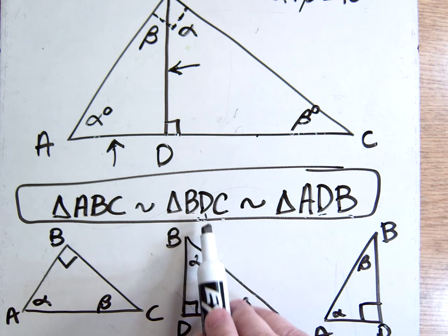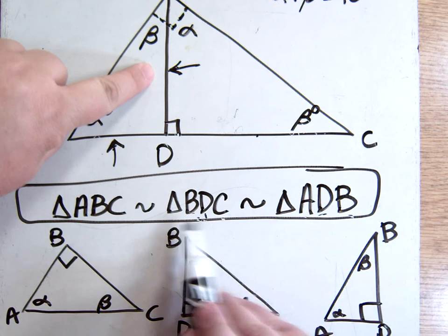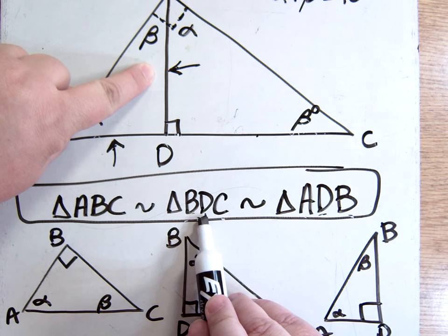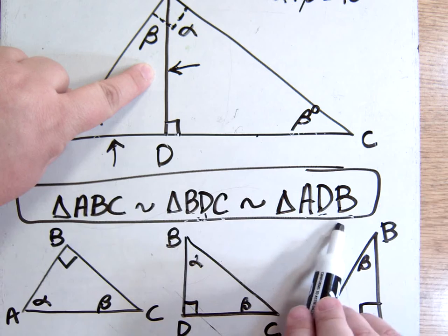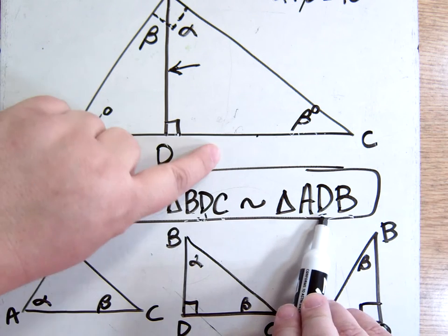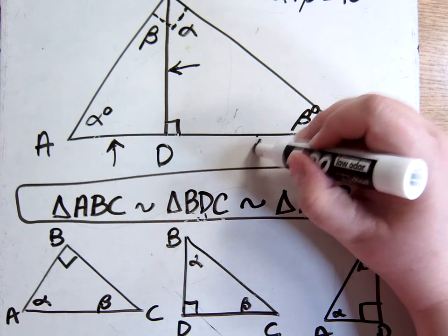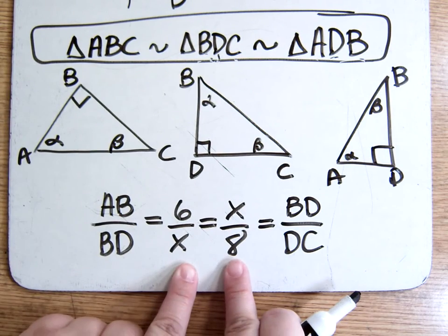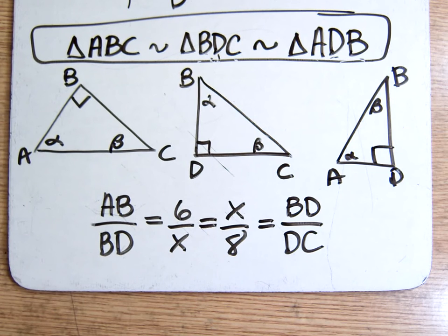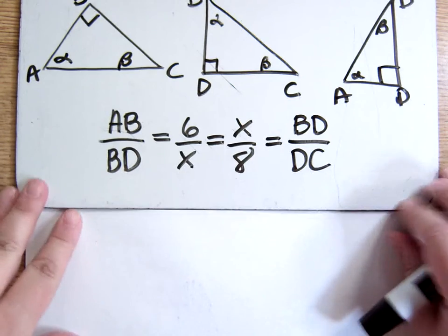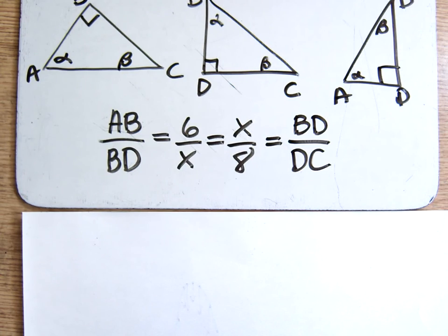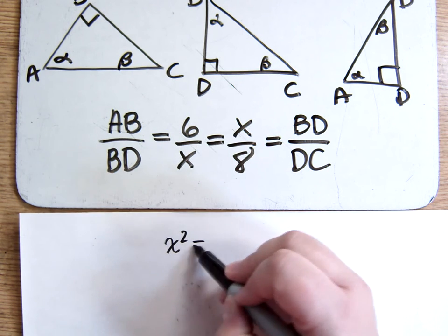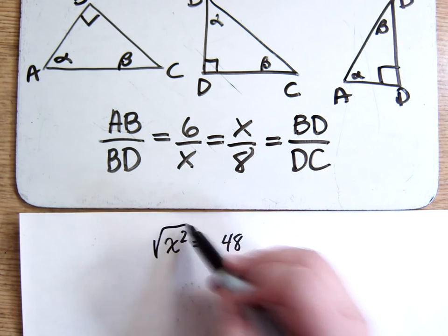So AD, first two letters, over BD, first two letters, is going to have the same ratio as BD, third letter, second letter, over CD, third letter, second letter. And that's how I know that I can set up this proportion, and then I can cross multiply to solve. Let's go ahead and do that. When I solve a proportion, I cross multiply. This one I'm going to do x times x equals 48. Take the square root of both sides.